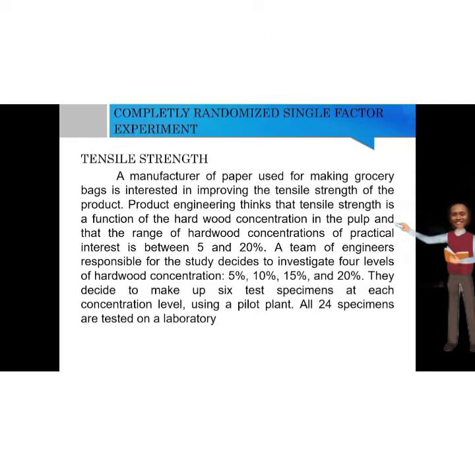A team of engineers responsible for the study decided to investigate four levels of hardwood concentration: 5%, 10%, 15%, and 20%. They decided to make up 6 test specimens at each concentration level using a pilot plant. All 24 specimens are tested in a laboratory. The tensile strength of a metal is essentially its ability to withstand tensile loads without failure. Ductility, on the other hand, measures a material's ability to deform under tensile stress.